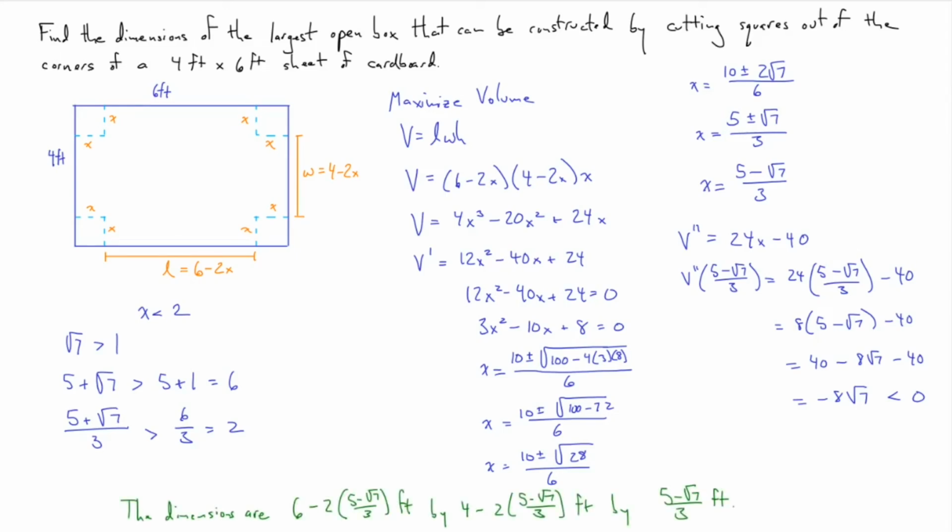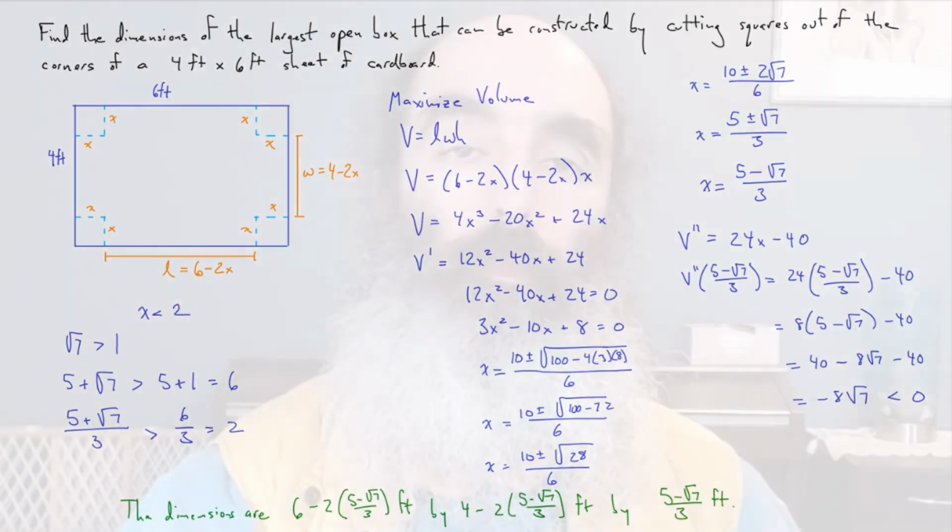And to fully answer the question, the dimensions of the open box that we come up with are 6 minus 2 times 5 minus the square root of 7 over 3 feet, by 4 minus twice 5 minus the square root of 7 over 3 feet, by 5 minus the square root of 7 over 3 feet, after cutting out corners of size 5 minus the square root of 7 over 3 feet. And I suppose we should simplify those numbers and do a little bit of arithmetic right there, but we've done all the calculus and we'll call it good enough for now.